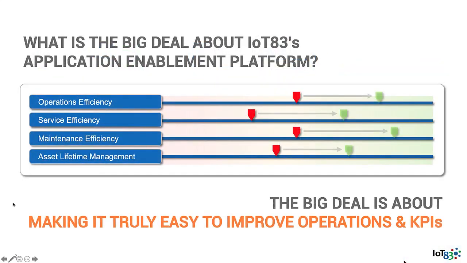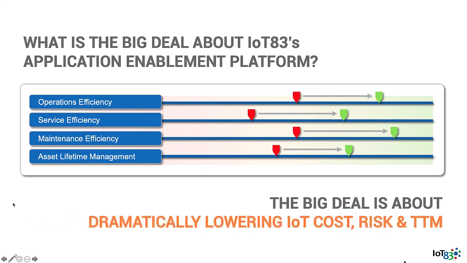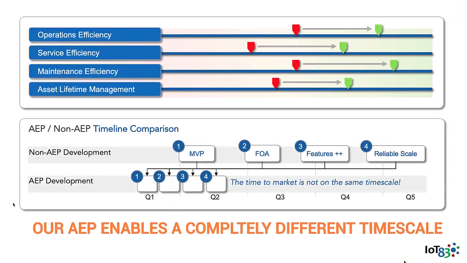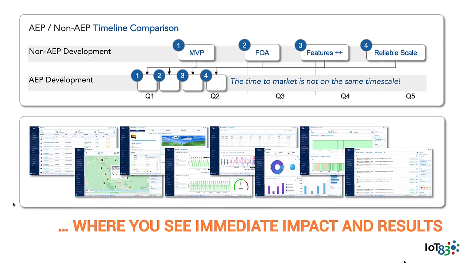What's the big deal about Iot83's Application Enablement Platform? The big deal is to make it easy to improve your operational KPI, to dramatically lower your cost, risk, and time to market, and to give you an immediate impact on your IoT investment. Our Application Enablement Platform puts you on a completely different program timescale, and fast results translate directly to program success.